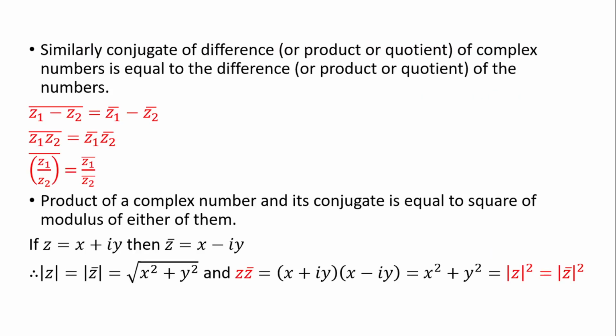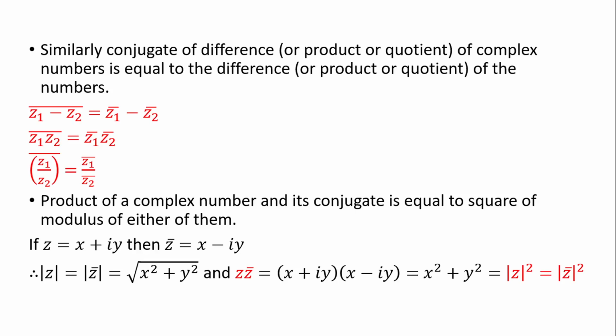Now what is z into z bar? That is (x plus iy) into (x minus iy), and that is equal to x square plus y square, because ixy and minus ixy get cancelled out. So it is x square plus y square, which is equal to modulus of z square or modulus of z bar square. So the product of a complex number and its conjugate is equal to the square of the modulus of either of them, that means z into z bar is equal to mod z square or mod z bar square.